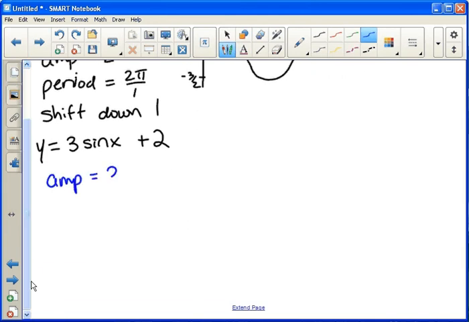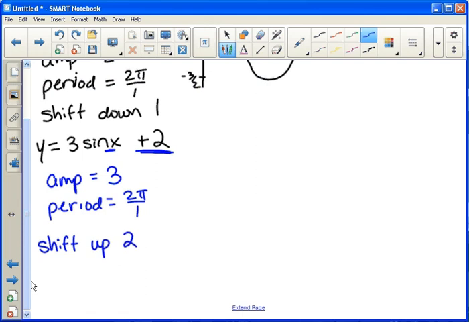Its period is 2 pi, because it's just 2 pi over 1, because there's an understood 1 in front of the x. And again, since this is outside the parentheses, it's a vertical shift, so we shift up 2 units. Okay, so normally our midline is here at 0, but we've been shifted up 2 units. So our midline is right there at 2 units.